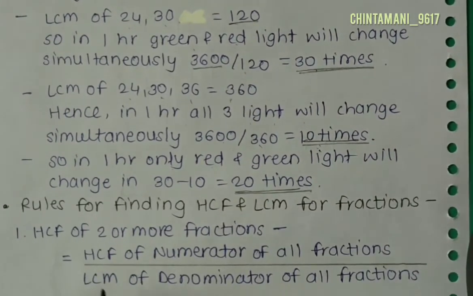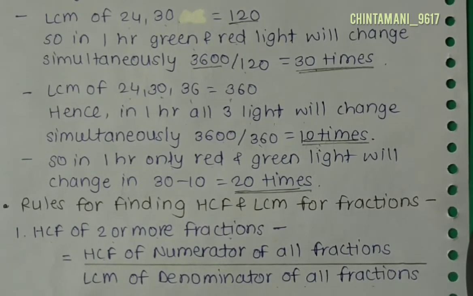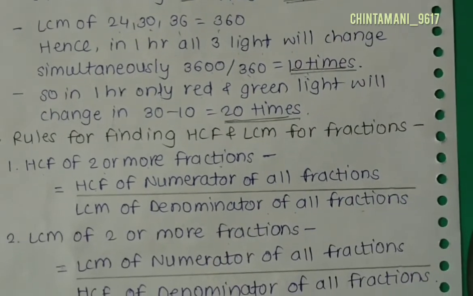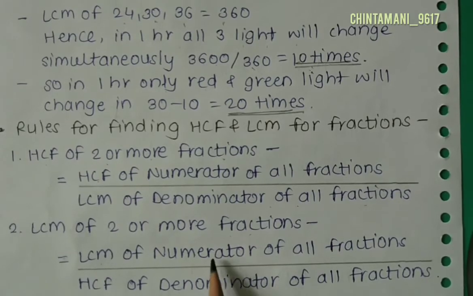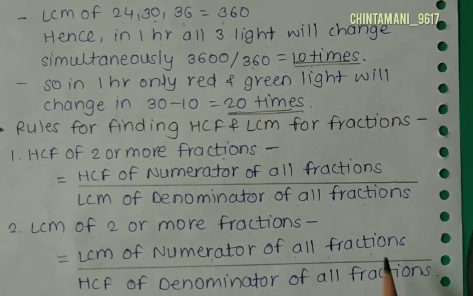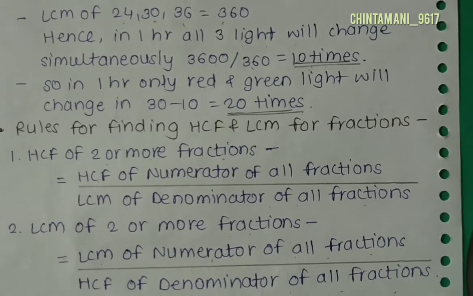So moving forward, there are some rules. The first one is that the HCF of two or more fractions is equal to the HCF of the numerators of all the fractions divided by the LCM of the denominators of all the fractions. Similarly, the LCM of two or more fractions is equal to the LCM of the numerators of all fractions divided by the HCF of the denominators of all fractions.